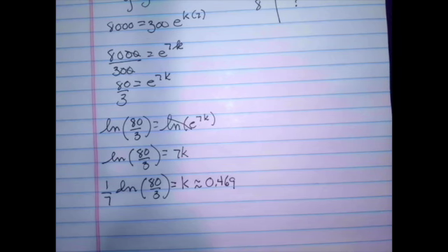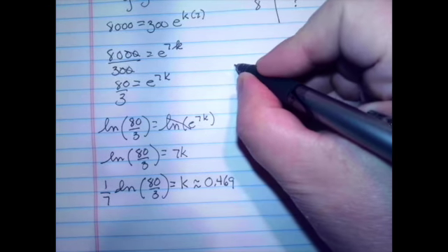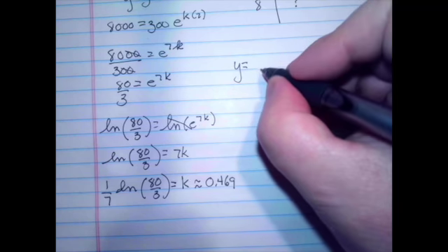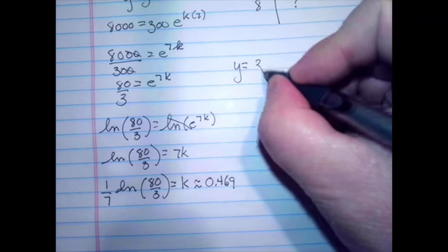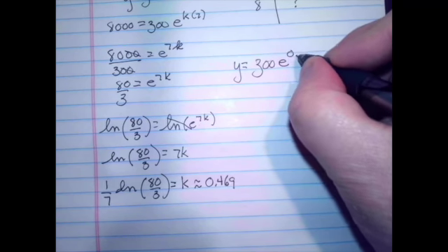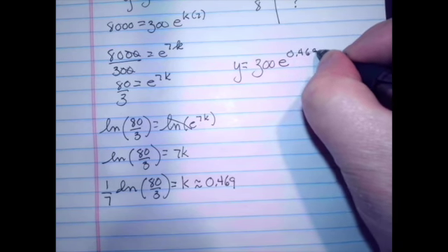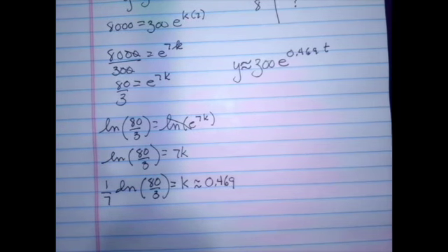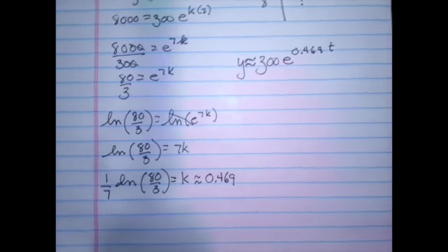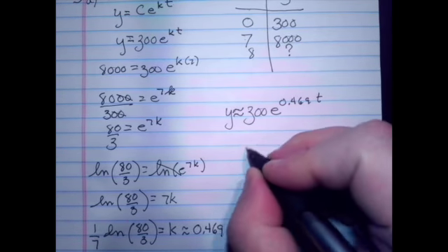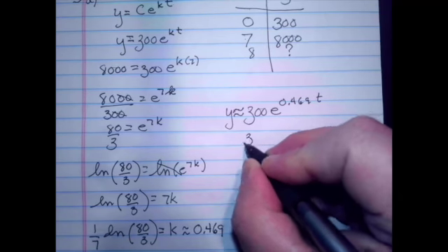0.469. Alright, so that tells us then that our population, given by the exponential growth model, will be 300 e to the 0.469 t. And I should actually write is approximately equal to. So we are asked for the population at time t equals 8. So let's put that in.